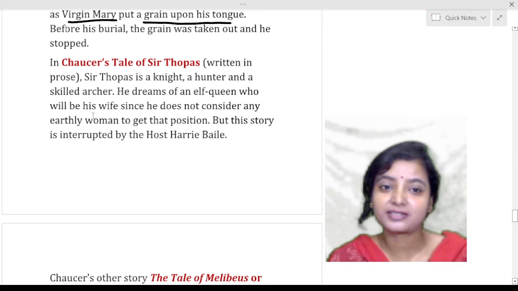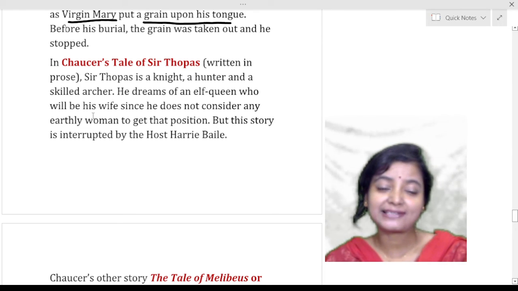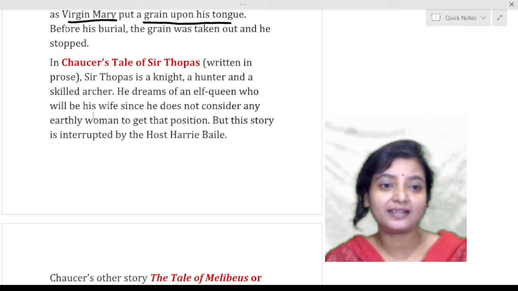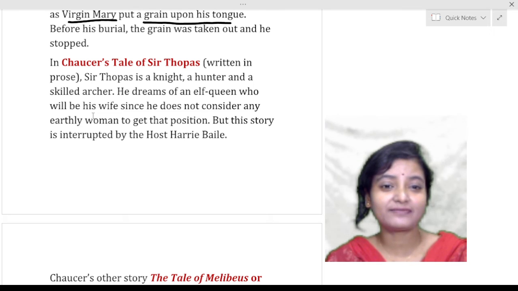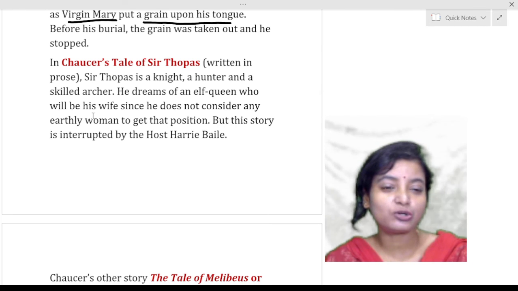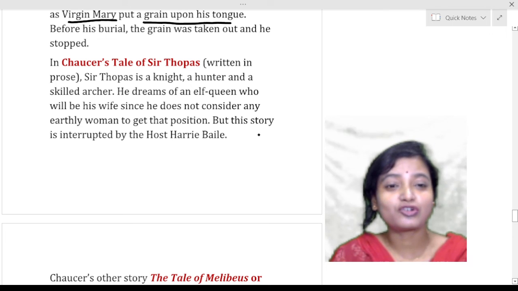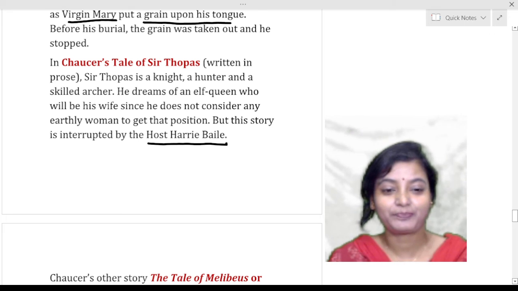In Chaucer's Tale of Sir Thopas, written in verse, Sir Thopas is a knight, a hunter, and a skilled archer. He dreams of an elf queen who will be his wife, since he does not consider any earthly woman fit for the position. But this story is interrupted by the host Harry Bailey. So Chaucer's Tale of Sir Thopas was interrupted by host Harry Bailey.